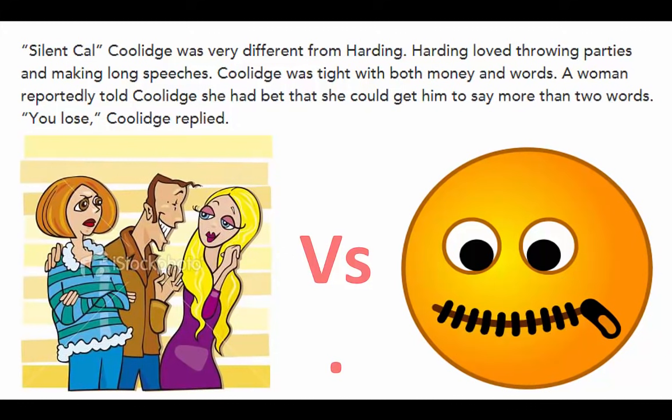Silent Cal Coolidge was very different from Harding. Harding loved throwing parties and making long speeches. Coolidge was tight with both money and words. A woman reportedly told Coolidge that she bet that she could get him to say more than 2 words. "You lose," Coolidge replied. And here we see the difference between Harding and Coolidge. Harding loved to throw parties. Coolidge was very close-lipped, a man of few words.